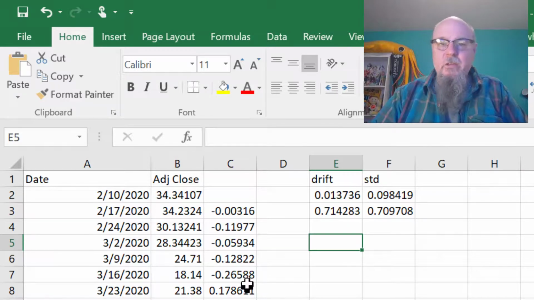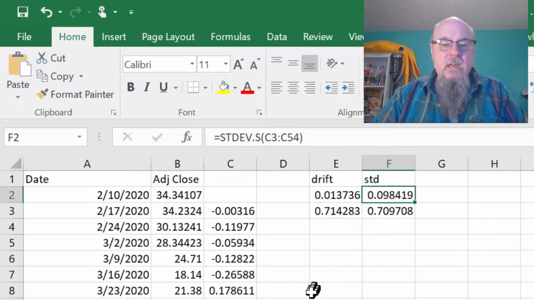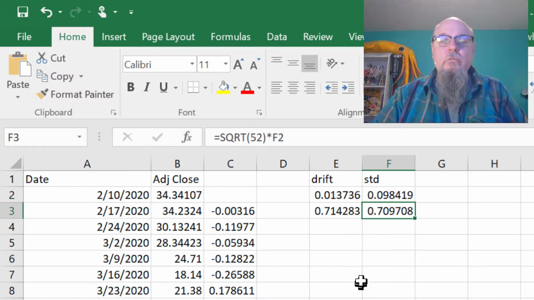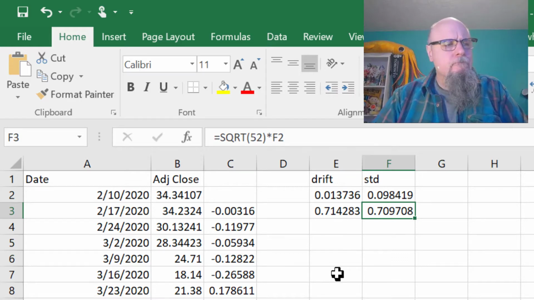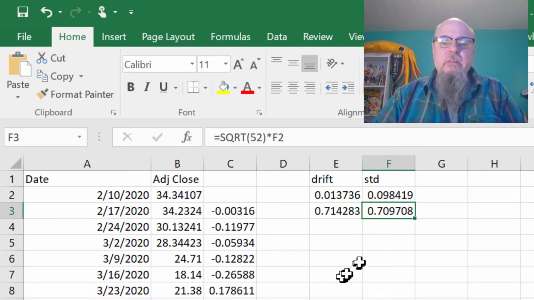Now I want to talk about the risk. I want to get the volatility. I take the standard deviation of the returns. Notice it's the one with the S, not the P. I want the sample formula. Standard deviation of the returns, and I want to scale that up because I want to express it annually, so I'm multiplying that by the square root of 52. So the volatility should be about 0.71-ish, and the same with the drift. It's unusual that they're the same. Usually the volatility is way bigger than the drift, but in this case, it's not.